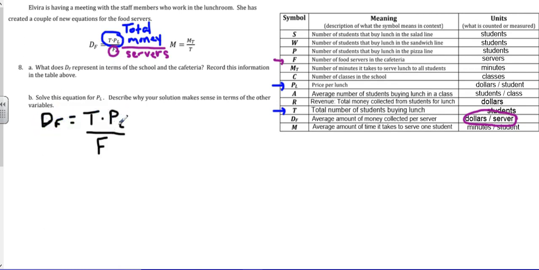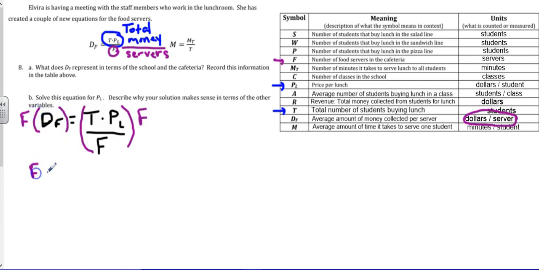To solve this equation for P sub L, we need to start with what's furthest away from this variable. When I say furthest away, P sub L is first being multiplied by T, and then this product is being divided by F. Since the numerator is being divided by F, I need to multiply both sides of my equation. So this is the multiplication property of equality. Multiply both sides of my equation by F.